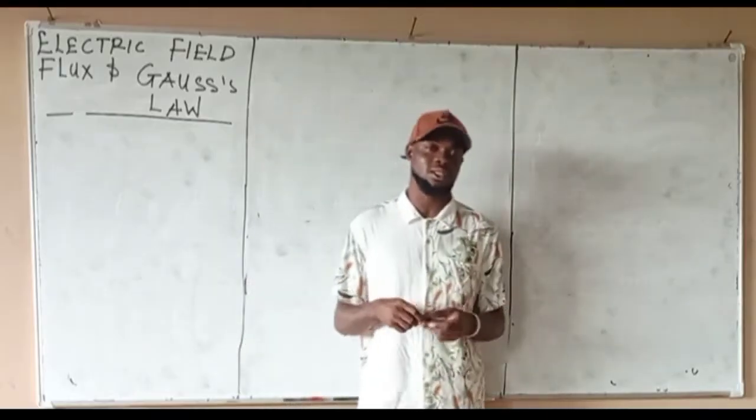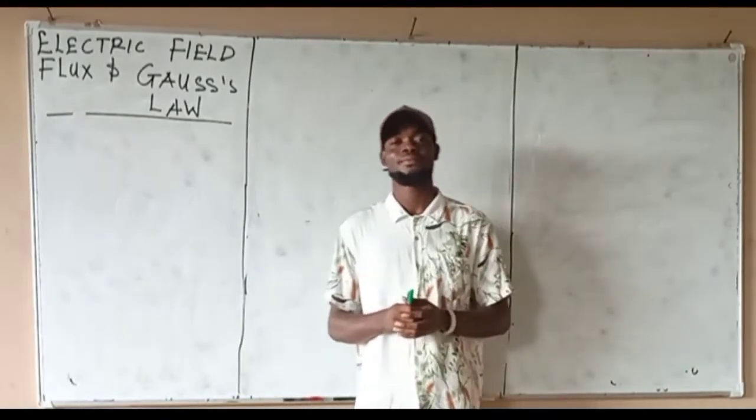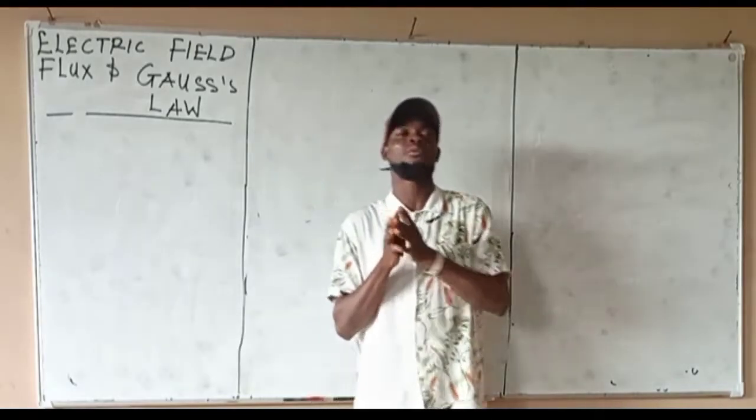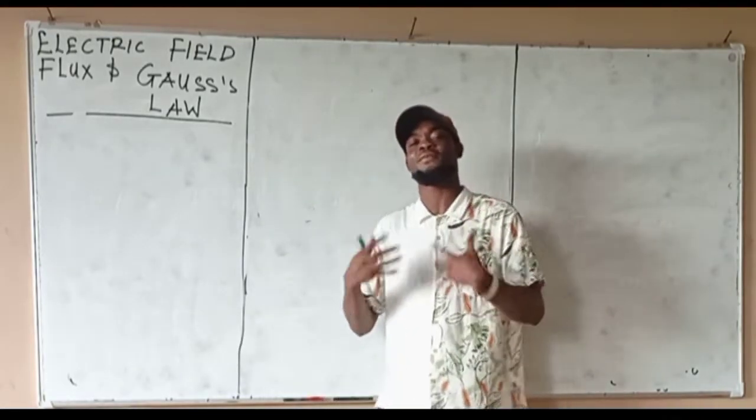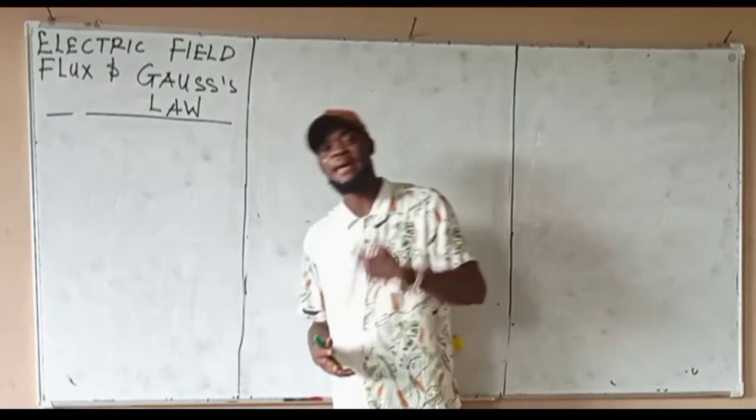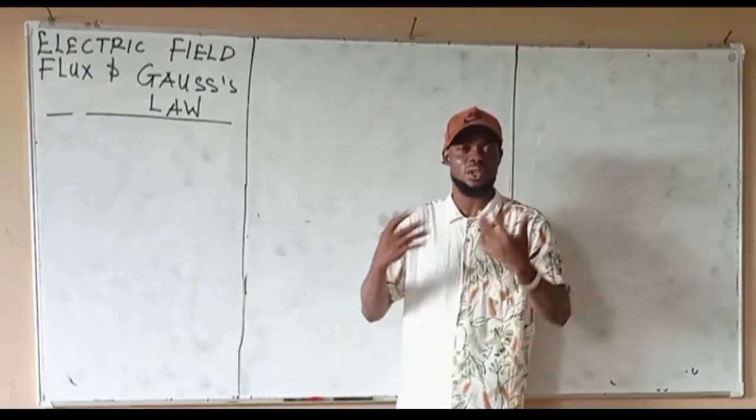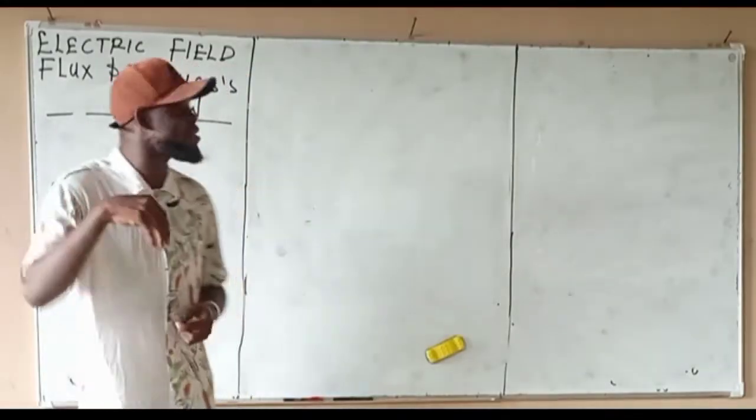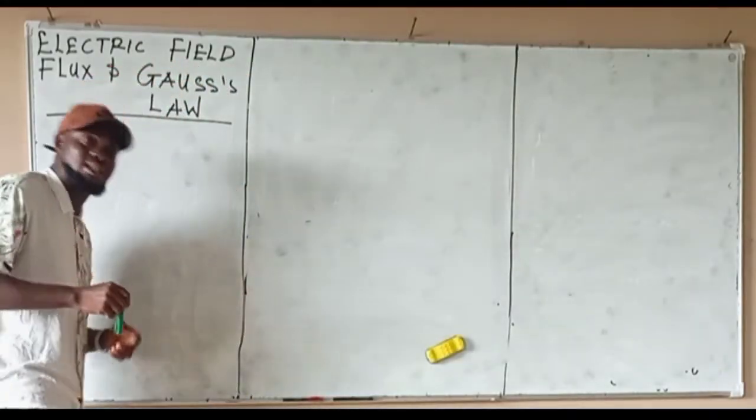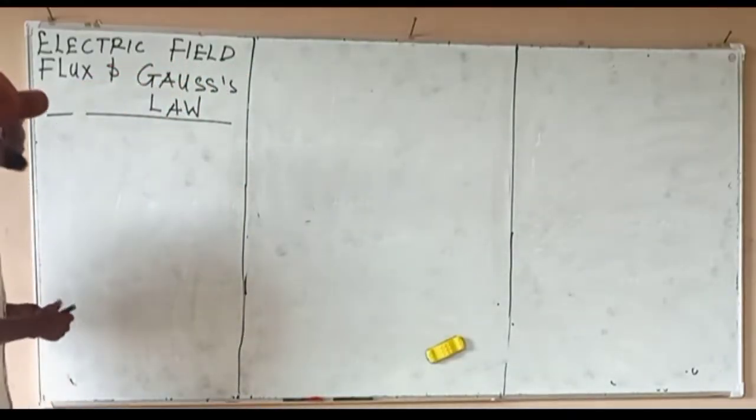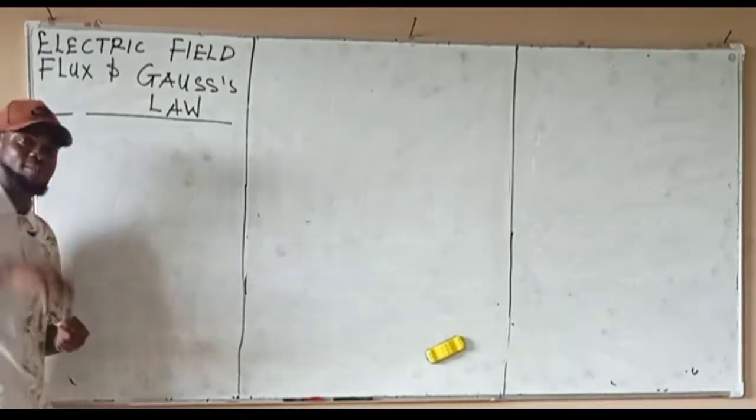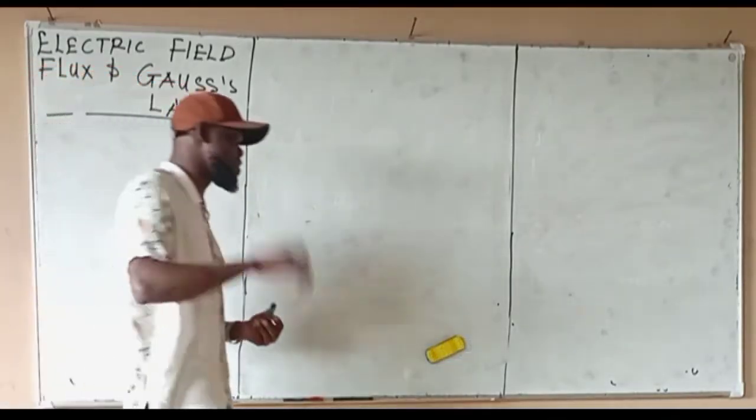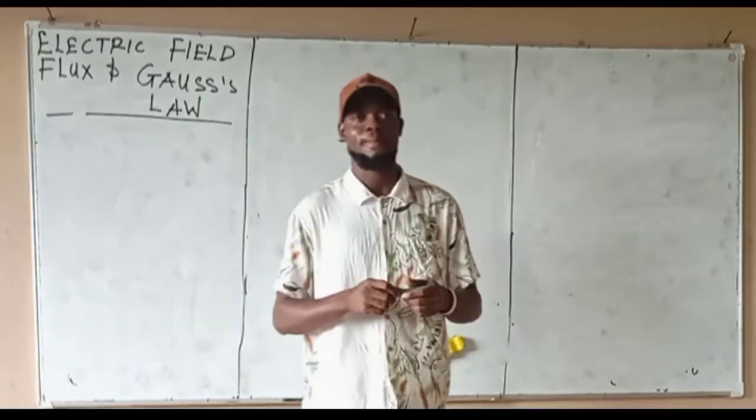Now, what is this law stating? The law states that the total number of electric flux, or the electric field flux, emanating or leaving a closed surface is equal to the total number of electric charges inside that surface divided by the permittivity of free space. Divided by what? The permittivity of free space.